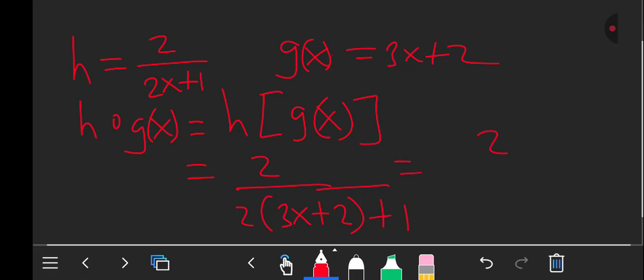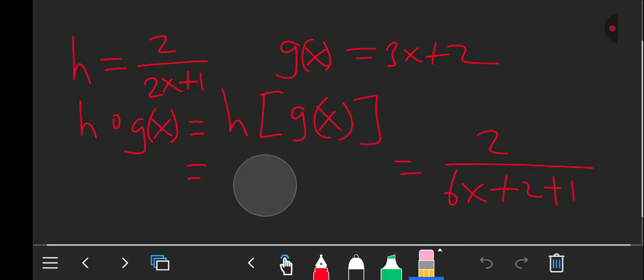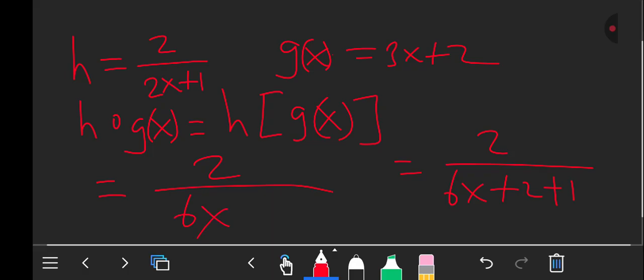So this will be equal to 2 over, what is 2 multiplied by 3x, that is 6x, then 2 multiplied by 2, that is 4, then I'll have plus 1, okay? Plus 1 like that. So what is the result I'm getting? So this is simply equal to 2 over 6x, then 4 plus 1, that is 5. So this is the answer, okay? This is the solution.